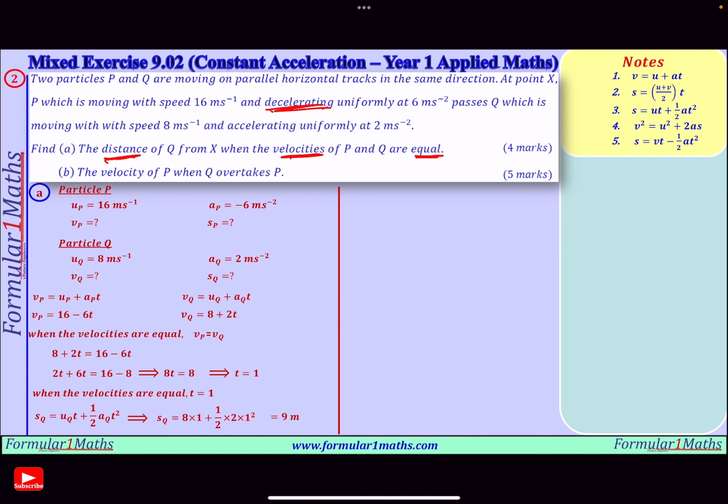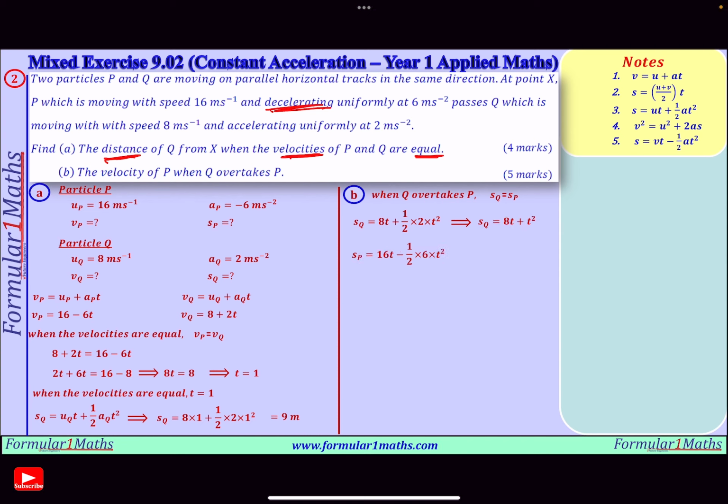For b, we are looking for the velocity of p when q overtakes p. So when q overtakes p, Sq will be equal to Sp. So we're going to find the distance moved by each particle in terms of t. Using equation 3, we can find the distance moved by each particle at any time t. For q, we have Ut plus half times 2 times t squared. That will simplify to 8t plus t squared.